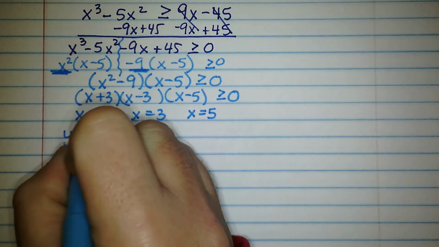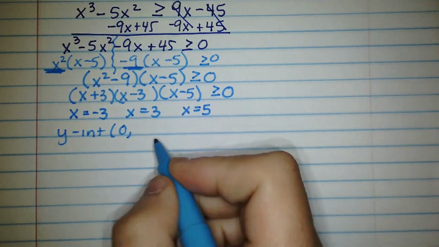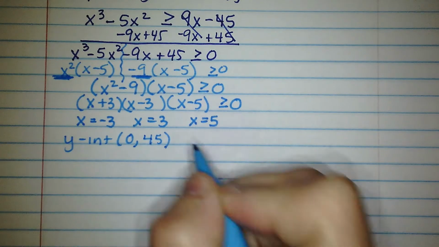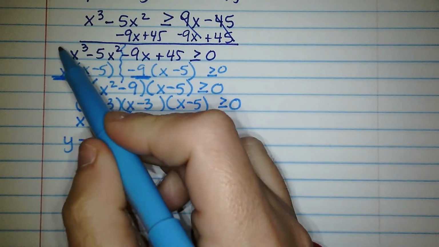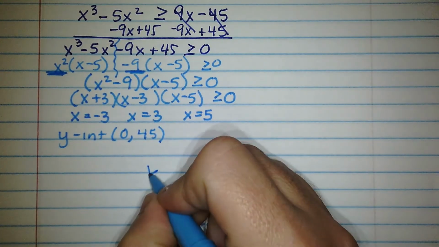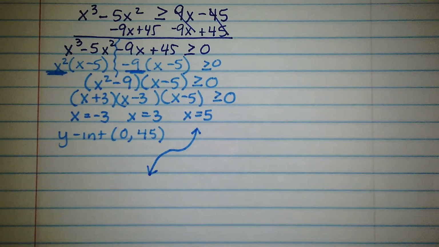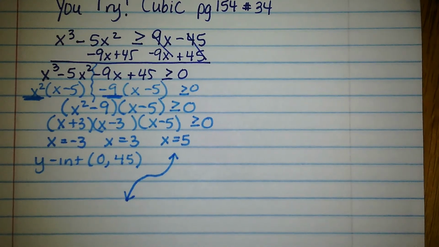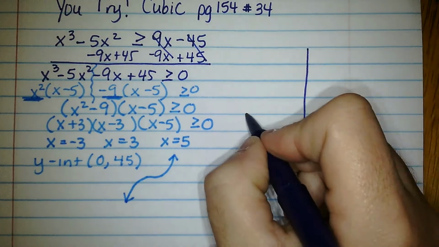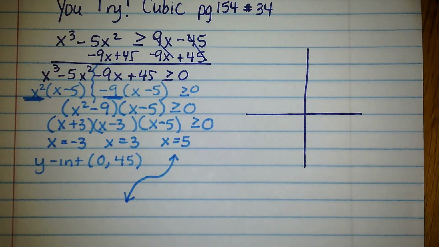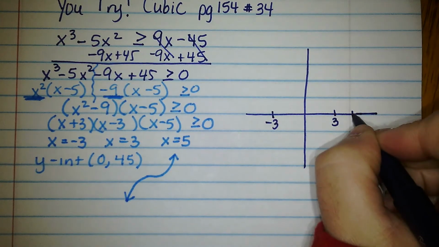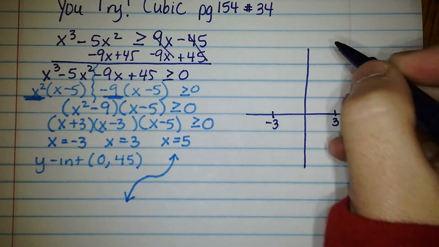We're going to take our y-intercept, and that's 0, comma, whatever your constant is, and our constant was 45. This is a cubic with a positive a value, which means that I'm anticipating when I sketch this that I start bottom left and I move top right. Little wiggle in the middle. Let's look at our scale to make our sketch. We need a negative 3, we need a positive 3, and we need a positive 5. 45's got to go up top.